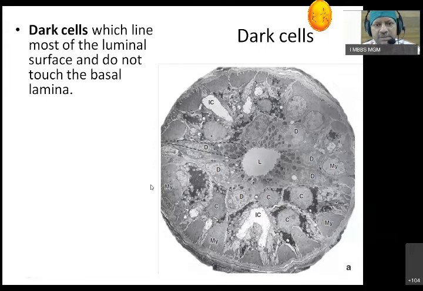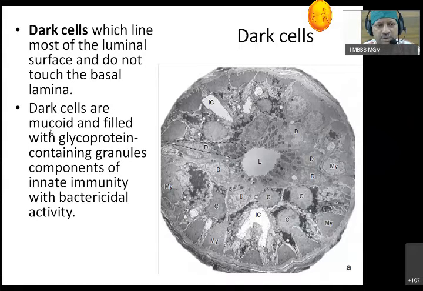So the first type of cell seen in the sweat gland is the clear cell. Second is the dark cells. They are usually nearer to the lumen. They have a more mucoid secretion, which contains glycoprotein granules, which help in immunity. They have bactericidal activity.